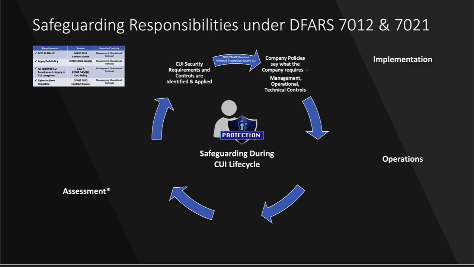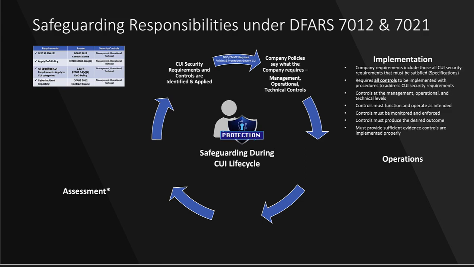Now that we've identified in our company's policies and procedures what they expect us to do with regards to the management controls, the operational controls, and technical controls, now we begin to focus on implementation. So implementation includes those CUI security requirements that we have to meet, right? It also includes all the controls that have to be implemented as directed by the company policies and incorporated into the procedures that we do every single day in order to satisfy the CUI security requirements.